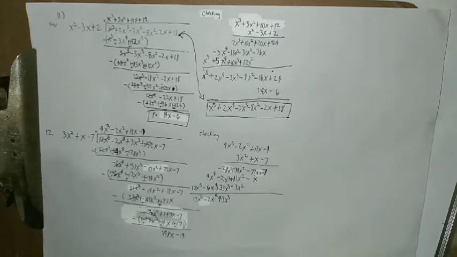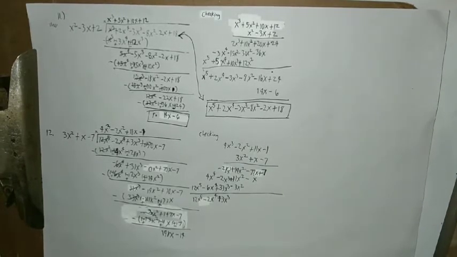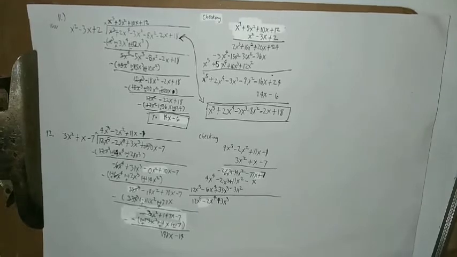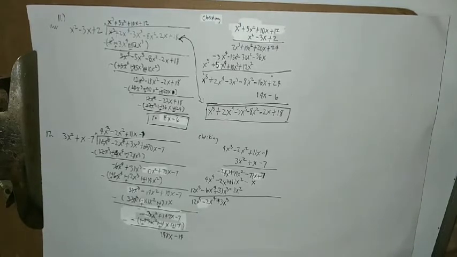Then you divide again x squared to 12x squared. Then you'll get 12. Then you multiply 12 to x squared minus 3x plus 2. Then you get positive 12x squared minus 36x plus 24. Then you multiply the answer by the negative sign, which will give you the remainder of positive 14x minus 6.